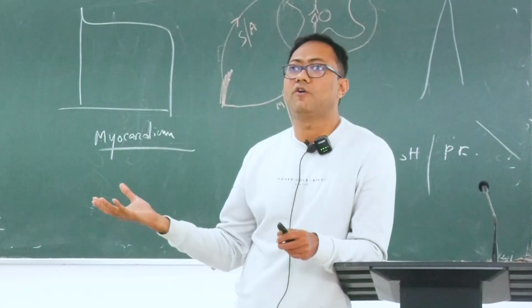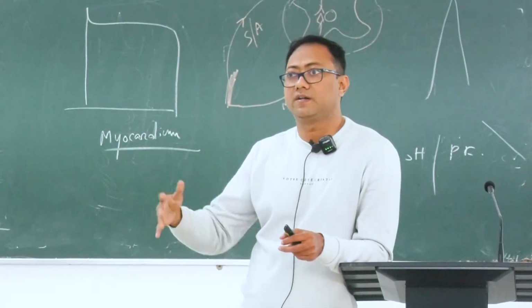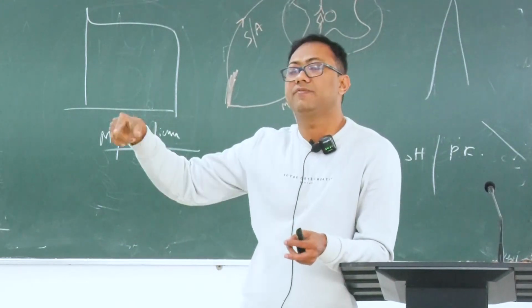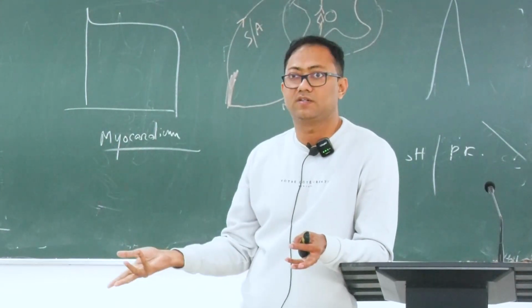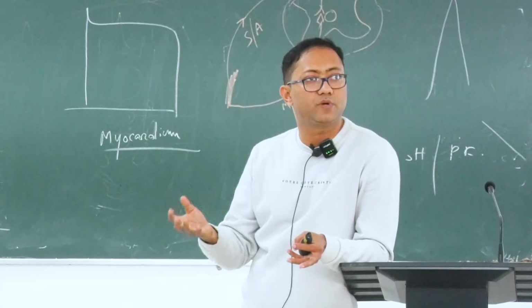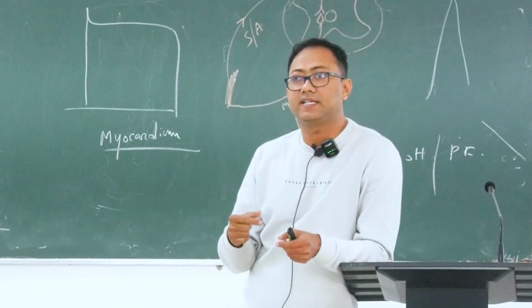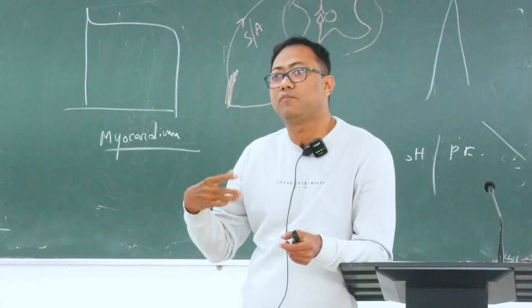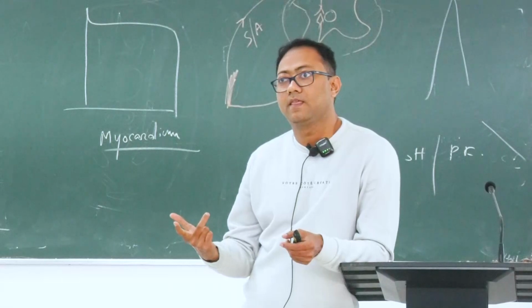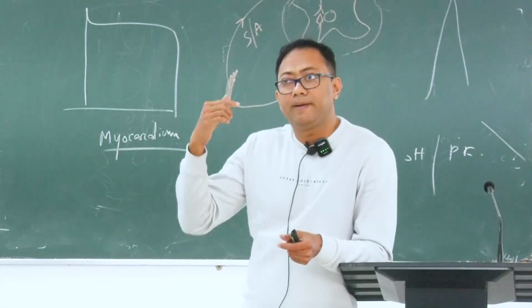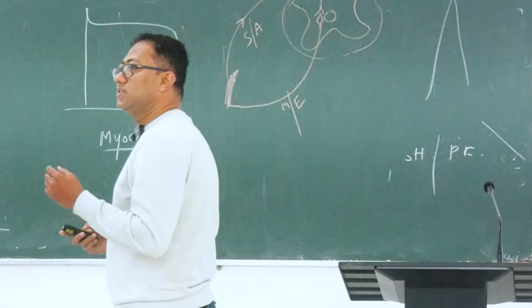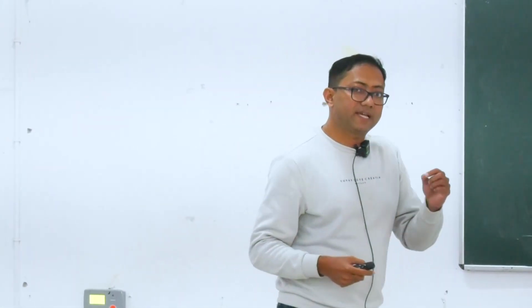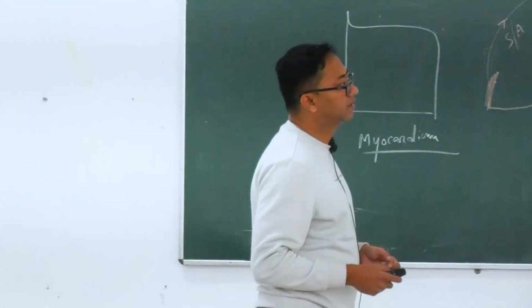Tell me the location of baroreceptor. Now there are 4 options you need to mark, right? Location of chemoreceptors, 4 options you need to mark. Very important question. You need to remember the location of baroreceptor is carotid sinus and aortic arch, and the location of chemoreceptor is carotid body and aortic body. I repeat, the location of baroreceptor is carotid sinus and aortic arch, and the location of chemoreceptor is carotid body and aortic body, right?